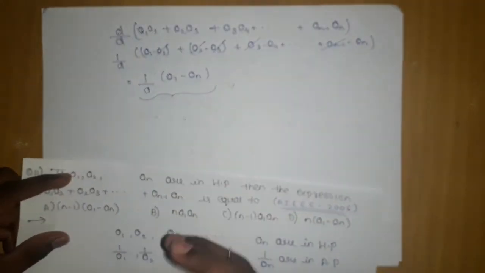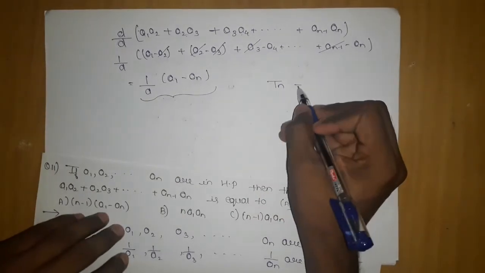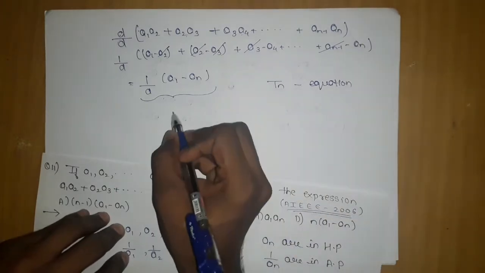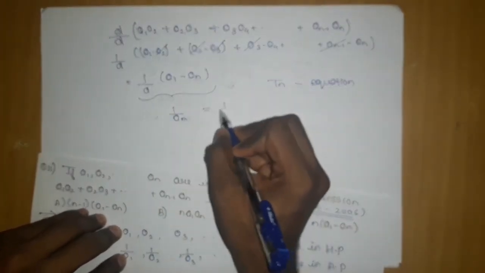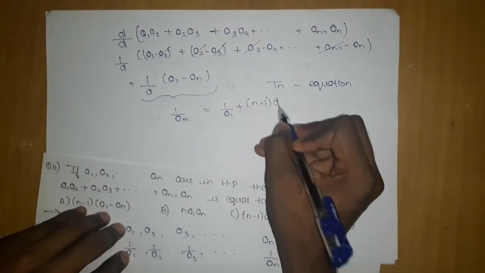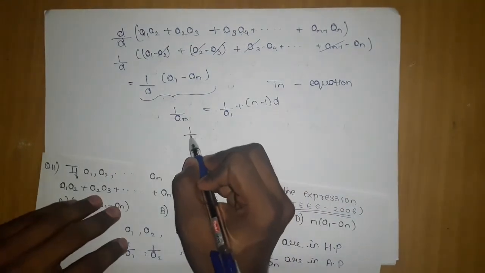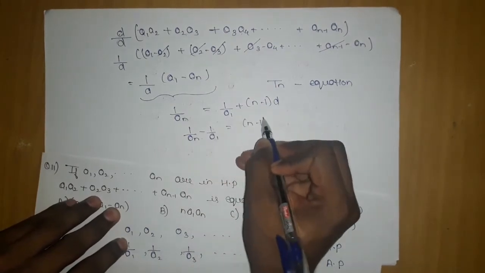Whenever something like this appears, always try to get the tn equation. So the tn equation will be what? It will be 1 upon an, since the terms are in AP, 1 upon an equals 1 upon a1 plus n minus 1 into d. I want to get the d value. So this will be: 1 upon an minus 1 upon a1 equal to n minus 1 times d.